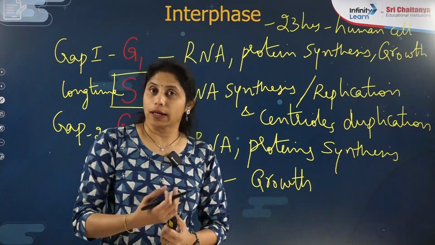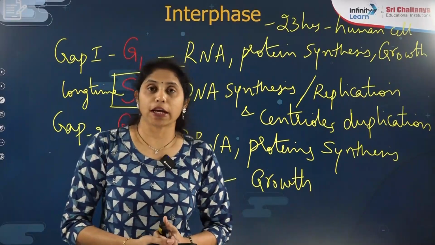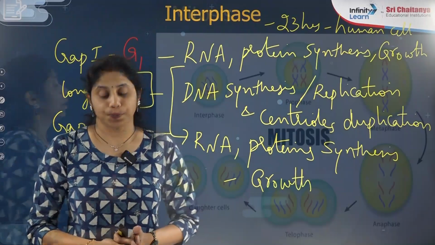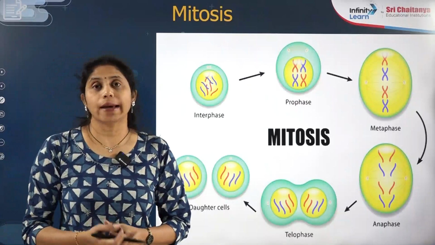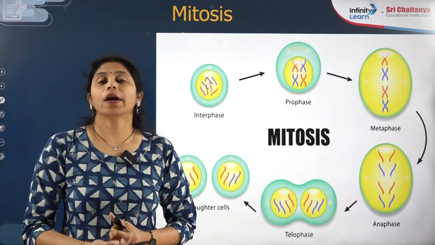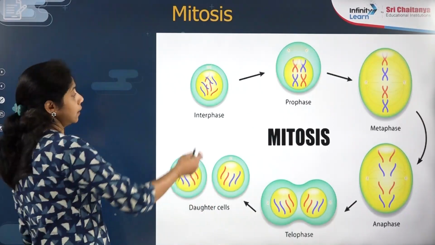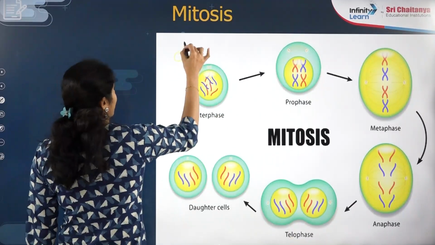G1 and G2 are concerned with growth, and the S phase is concerned with the synthesis or replication of DNA, and in animal cells, centriole duplication occurs here. Next, after the interphase in the cell cycle, we have mitosis, the M phase, also called the divisional phase. In this mitosis, you can see that the interphase chromosomes will be like chromatin.